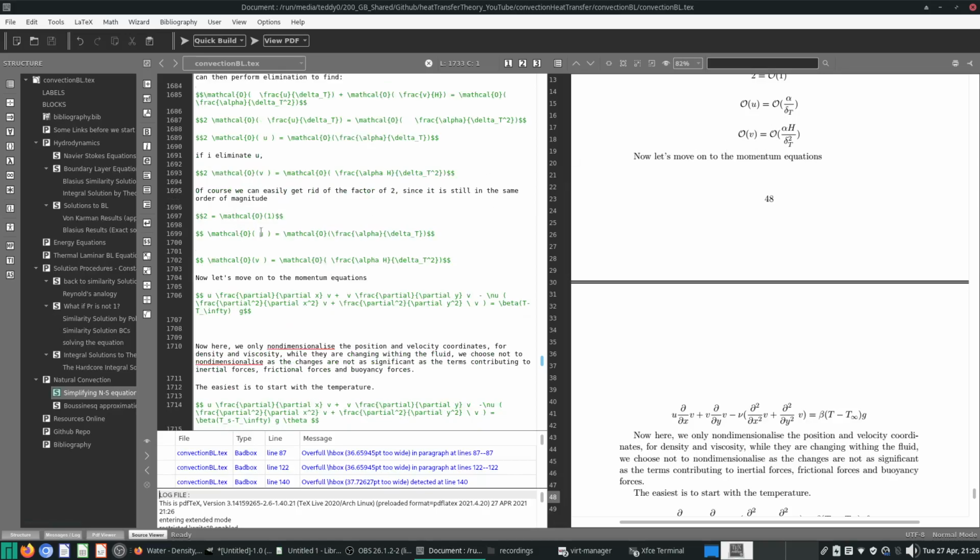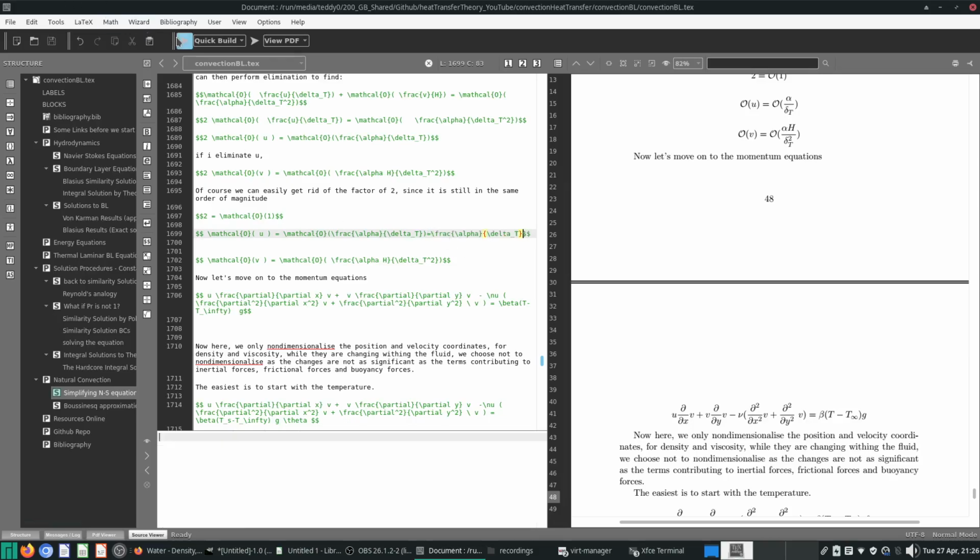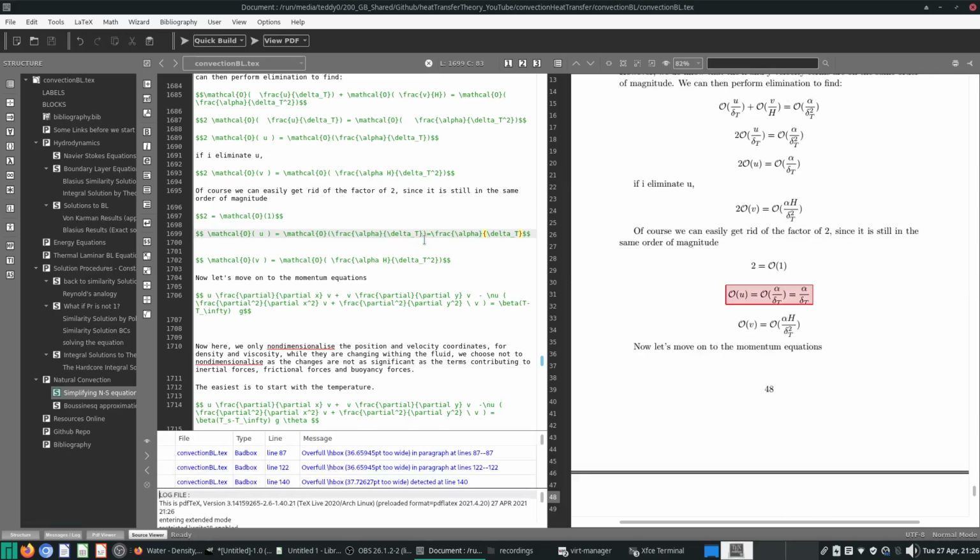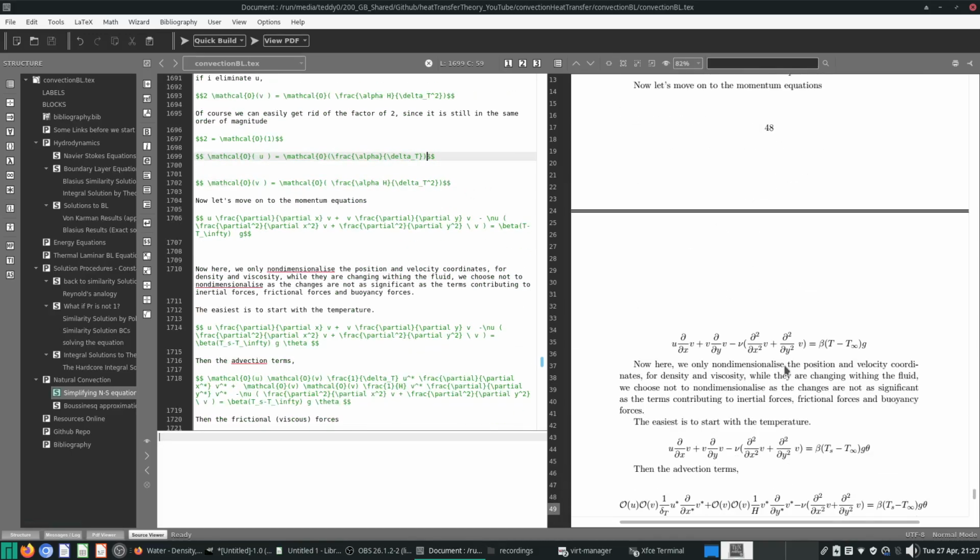The order of magnitude of u, we can just replace with alpha over delta t. I'm not going to use the order of magnitude notation here, because if both are the same order of magnitude, we can just make this statement: order of magnitude of u is equal to this. That's the statement I'm trying to make here. It's pretty much the same.